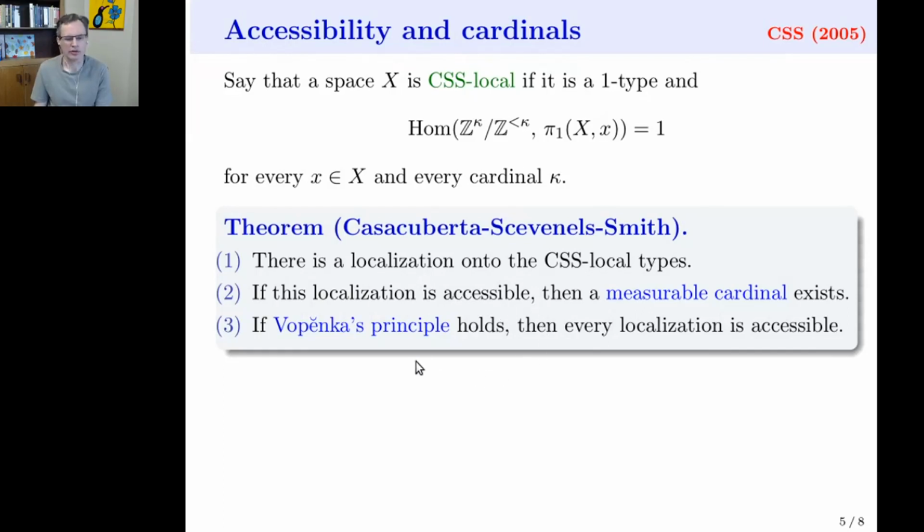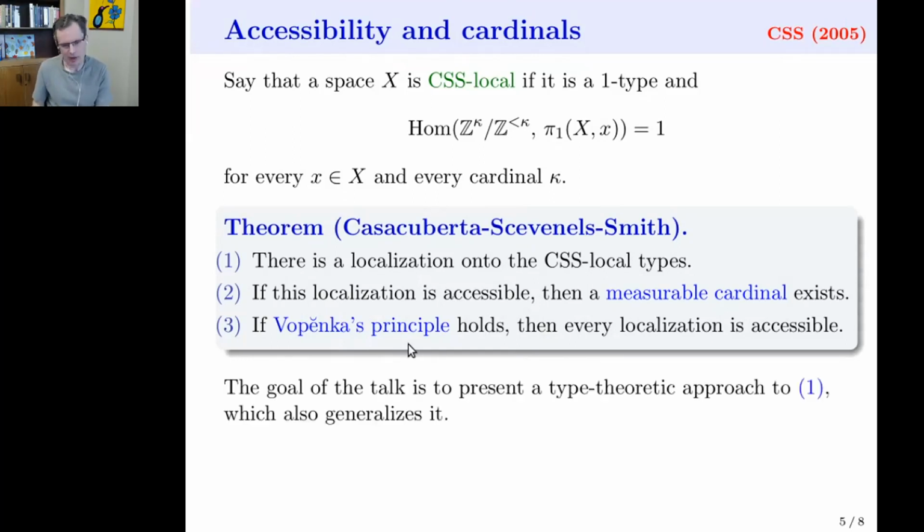On the other hand, if you assume an even larger cardinality axiom called Vopenka's principle, they are able to show that every localization is accessible. So there's relationships in both directions with large cardinal axioms. I'm not going to give the details of Vopenka's principle because it's not relevant for this talk.